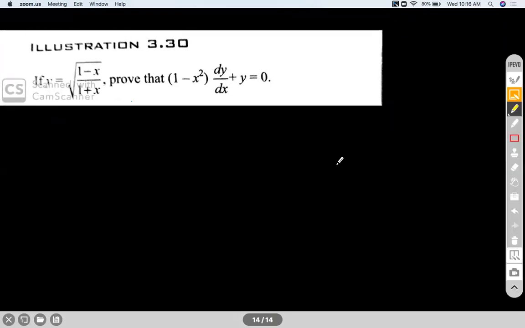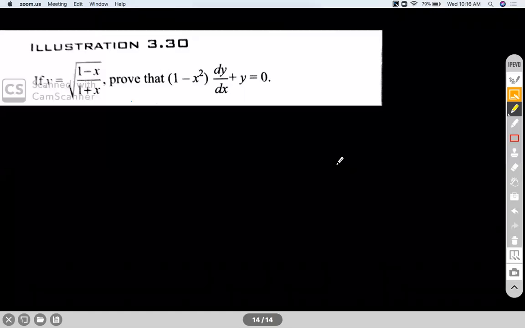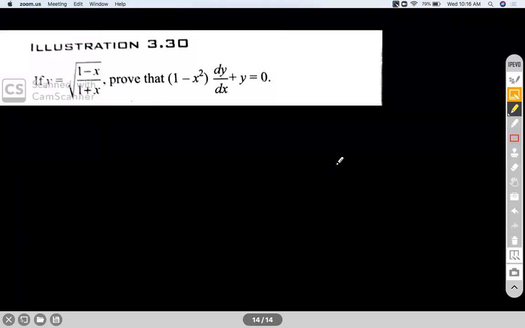If y is under root of 1 minus x by 1 plus x, prove that 1 minus x square dy by dx plus y is equal to 0. This is called differential equation based questions, which will be asked a lot in your school exams also. This is actually a differential equation, which we'll learn in class 12.